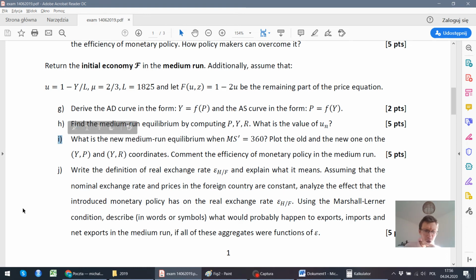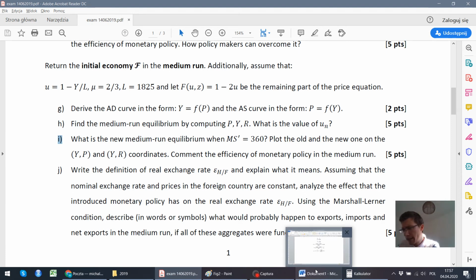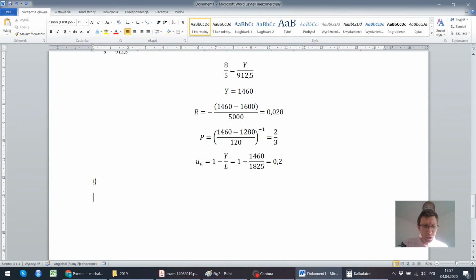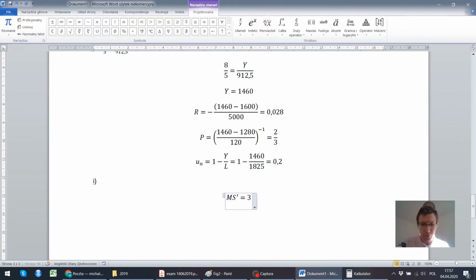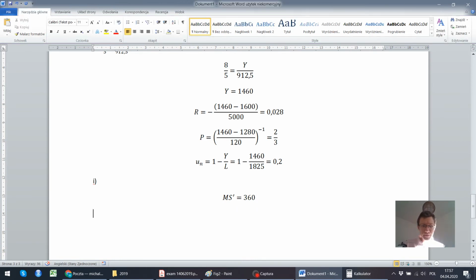What is the new medium run equilibrium when Ms prime is equal to 360? So once again, we are asking about the new state of the economy after monetary expansion. Plot the old and the new equilibrium on the Y-P and Y-r coordinates. Comment on the efficiency of monetary policy in the medium run. So once again, there are all steps to take. First of all, we have to compute the new medium run equilibrium with Ms prime equal to 360.